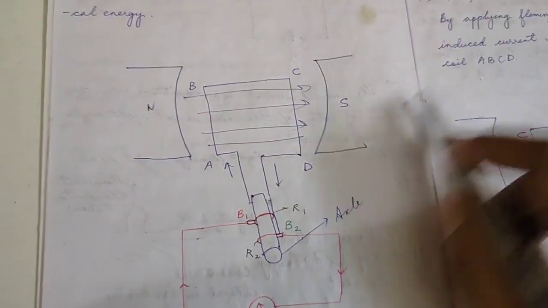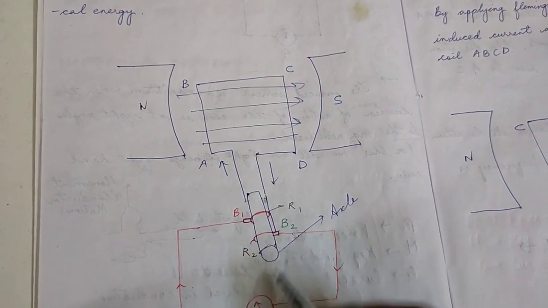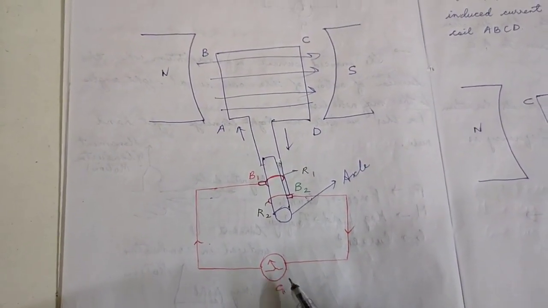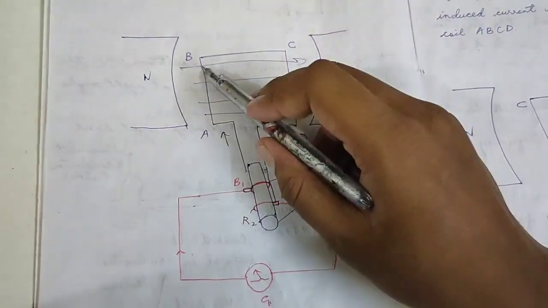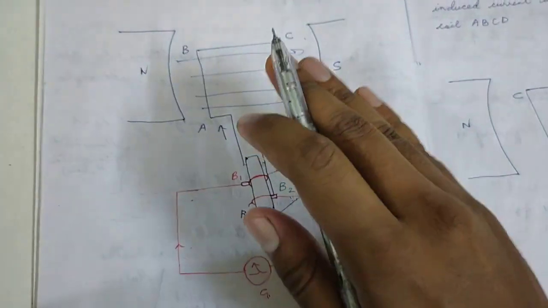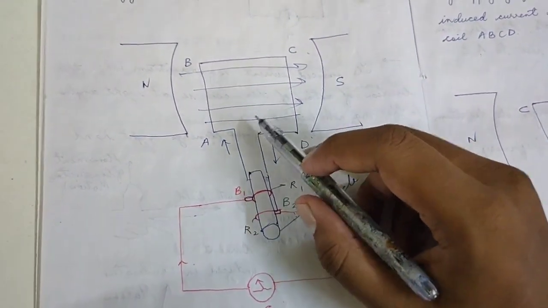So the outer ends are brushes. B1 and B2, I have already said, are brushes, and we have used a galvanometer to detect the flow of current. Now the rectangular coil ABCD is rotated clockwise. By applying Fleming's right hand rule, the induced current is set up in the coil.